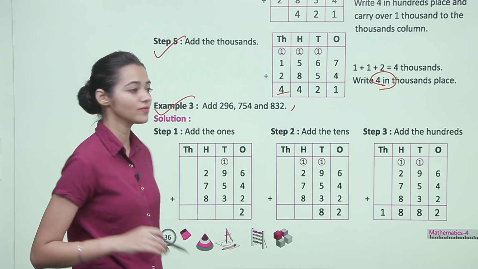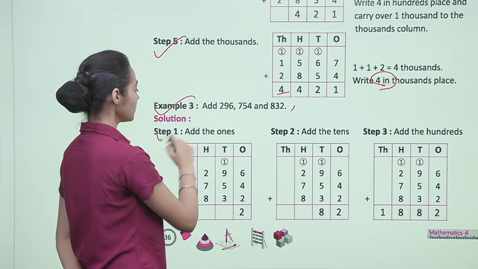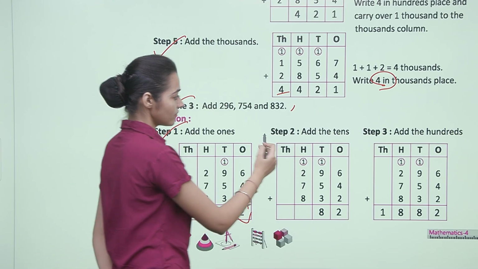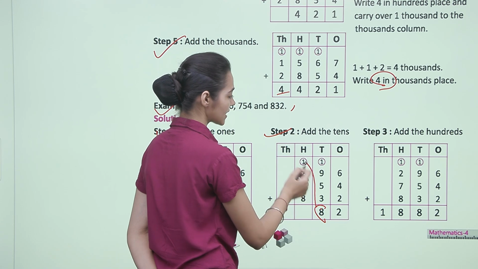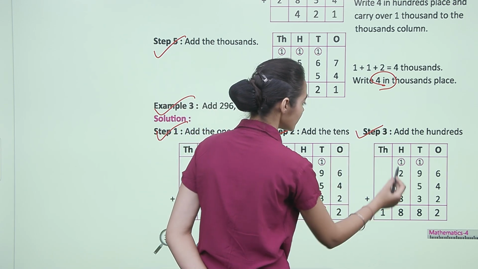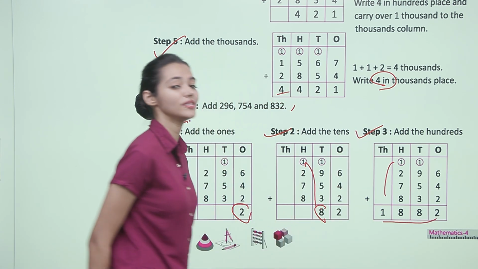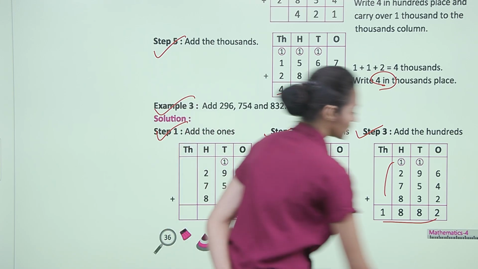Now in example number 3 we have to add these numbers. In the first one we will add the ones, then we will add the tens, then 18, 1 is carried over, then we will add the hundreds, then the answer is 1882.